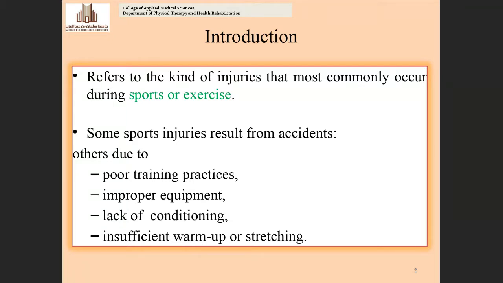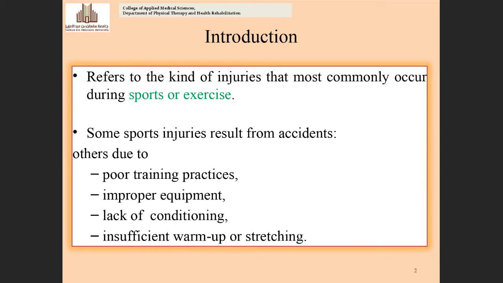So the first cause of sports injury is poor training practices, if they have not been trained properly. The second one is improper equipment. In many sports, they use protective equipment, right? The helmets, pads, knee pads, shin pads, the safety shoes and gloves. These are the protective equipment they use to prevent some of the injuries. In some cases, if players are not using the equipment, or if they are not using the right size of equipment, it may lead to some type of injuries.